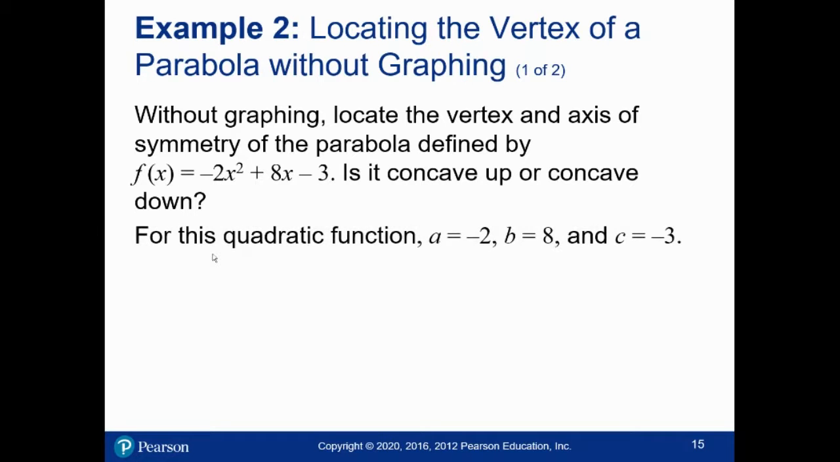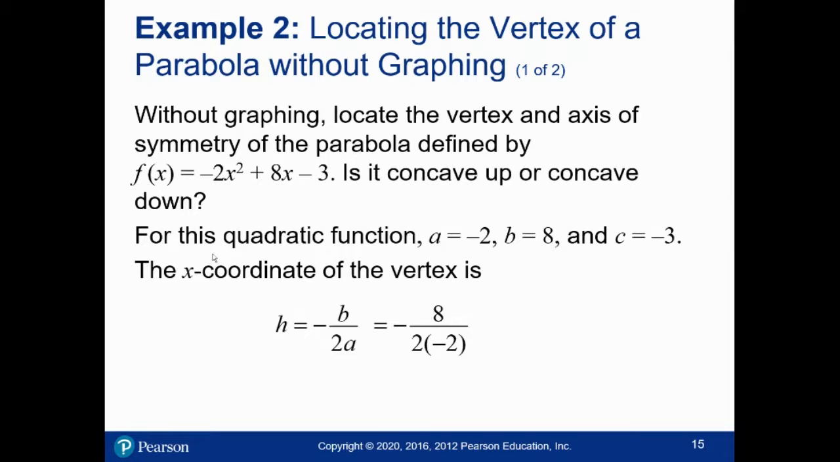Okay, so notice that a is -2, b is 8, c is -3. So we can just use that formula, negative b over 2a, for the x-coordinate of the vertex. And I just plug in b equals 8 and a equals -2. Notice these negatives are going to cancel each other, and we end up with just 2. So the x-coordinate of the vertex is 2.